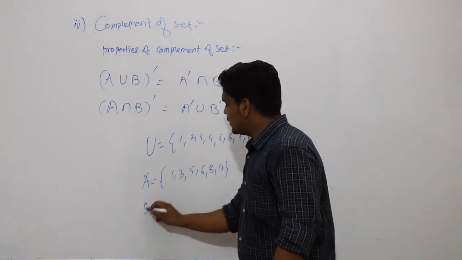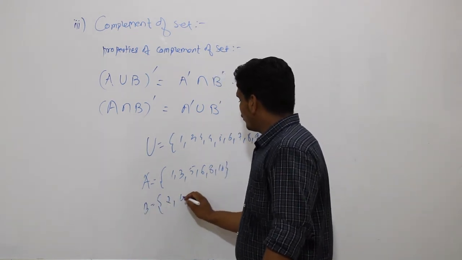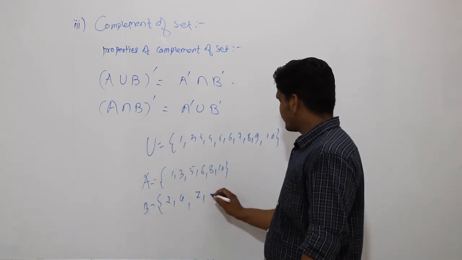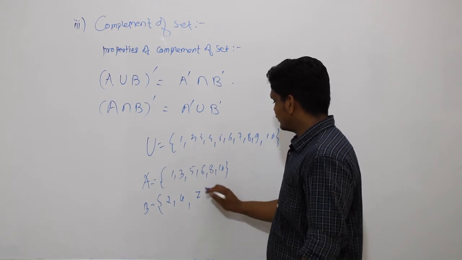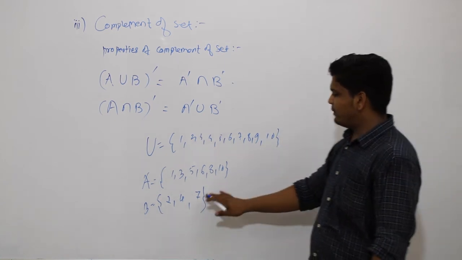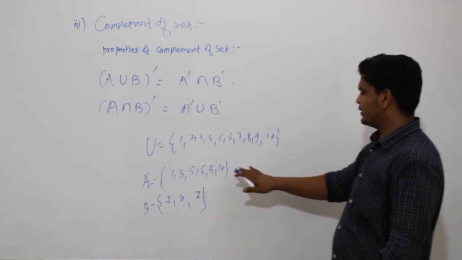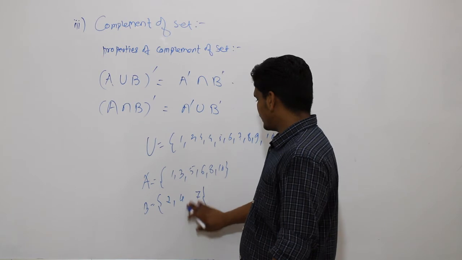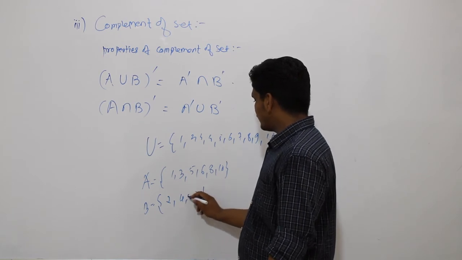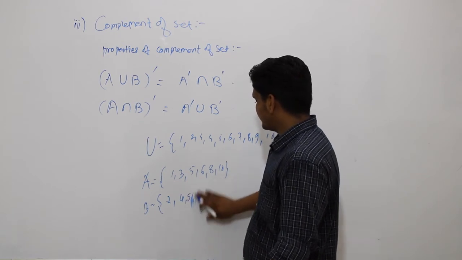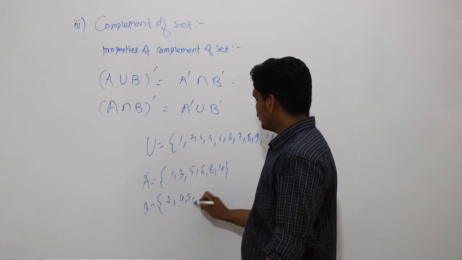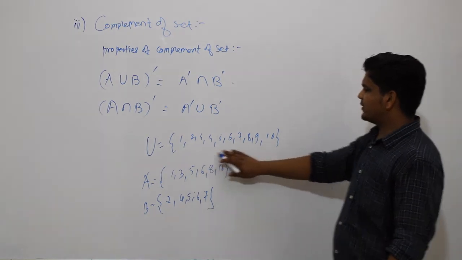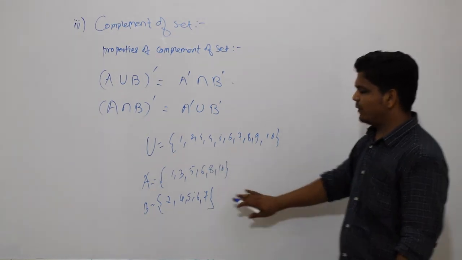Now my B will be 2, 4, 5, 6 and 7. Sorry, B must contain 5, 6 and 7, so B is 2, 4, 5, 6 and 7. I am taking these as subsets of U only. A is a subset of U and B is a subset of U.